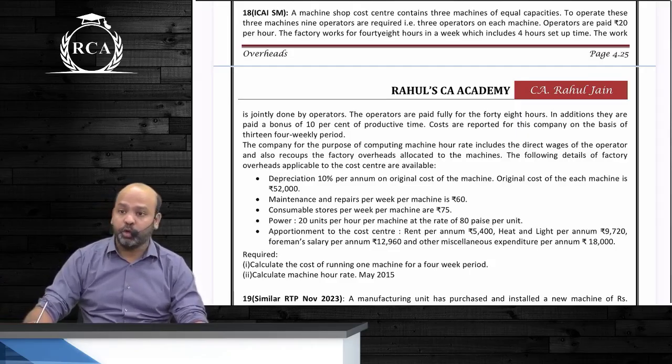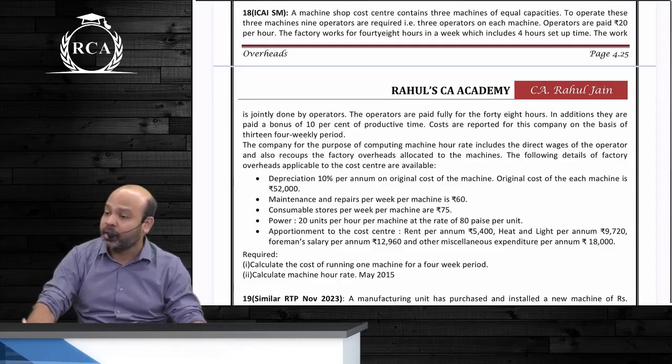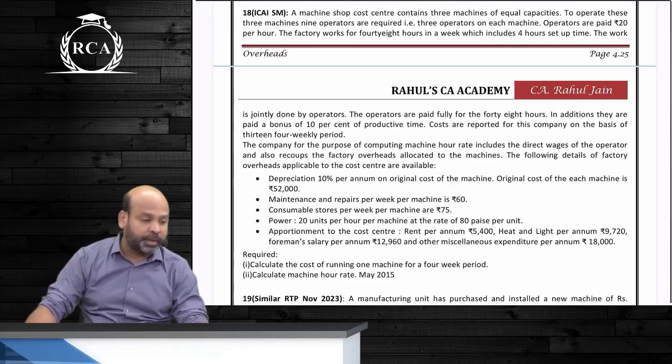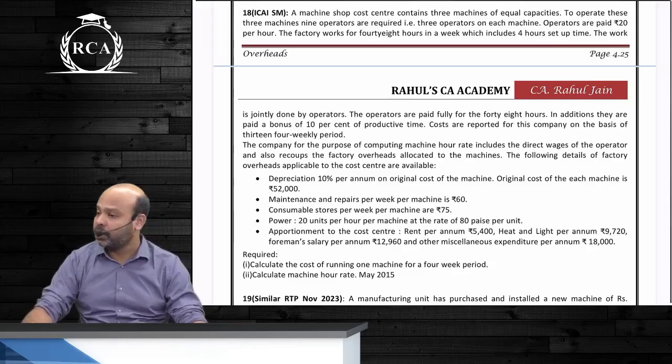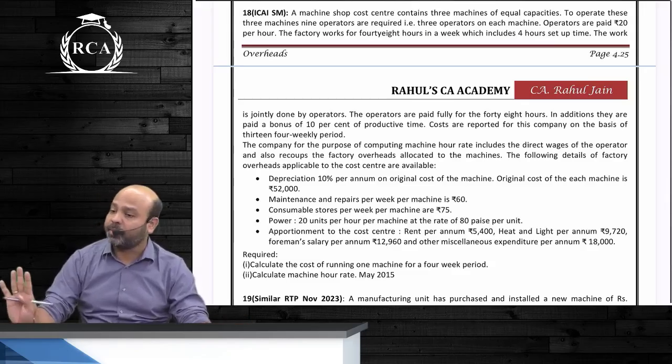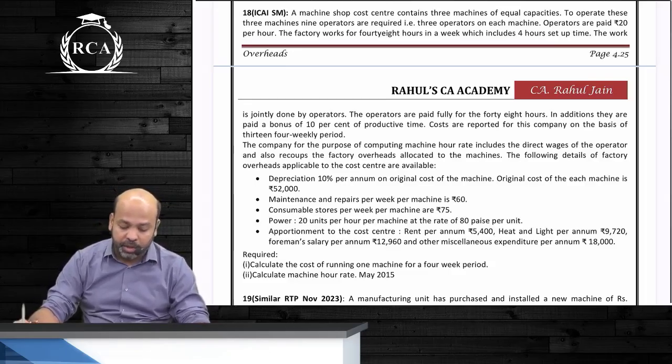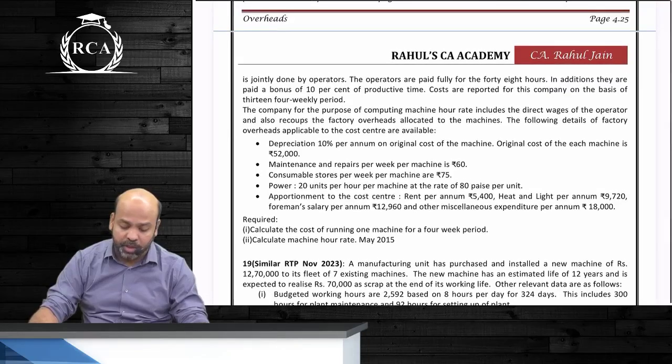But we want to compute cost for only one 4-week period. So this 5,200 also has to be divided by 13. I will get cost for one 4-week period and one machine. Maintenance and repairs per week per machine is already per machine, we just have to multiply by 4 weeks. Consumable stores, beta, again per week per machine. Power cost as such, guys, is given as 20 units per hour at the rate of 80 paise per unit.